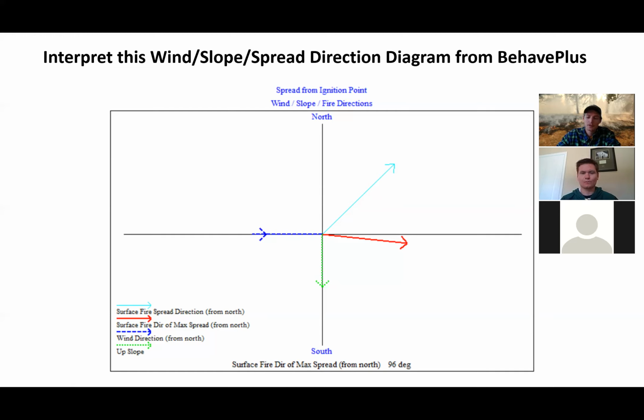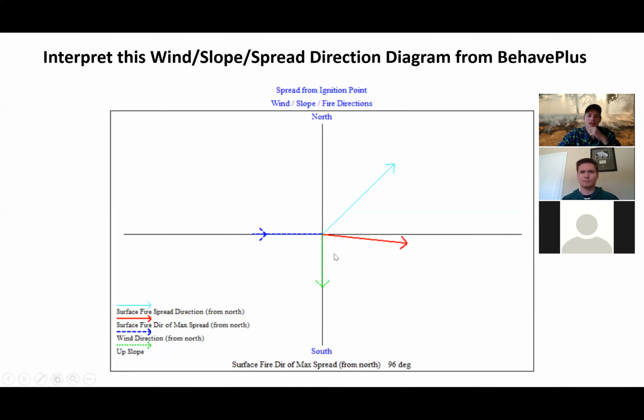What degrees did I put in to get that wind? So it's 90 degrees from north. In this case it's actually blowing out of the west to the east. So I put in 270 for my wind direction, right? That's saying the wind's coming out of the west.